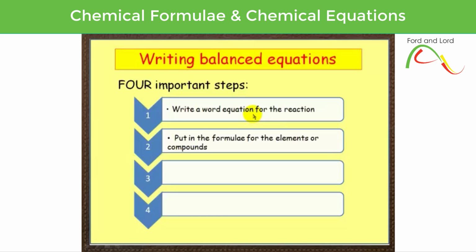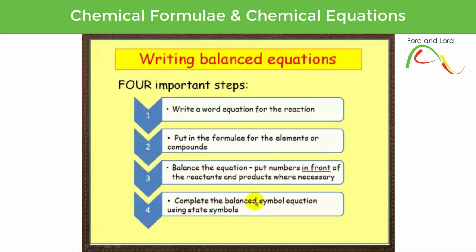I'll show you that in a minute. Secondly, put in the formulae for the elements or compounds. You can now do that. Thirdly, balance the equation. Put numbers in front. Remember, we can't change the formula. In front of reactants and products where necessary. And finally, complete the balanced symbol equation using state symbols.